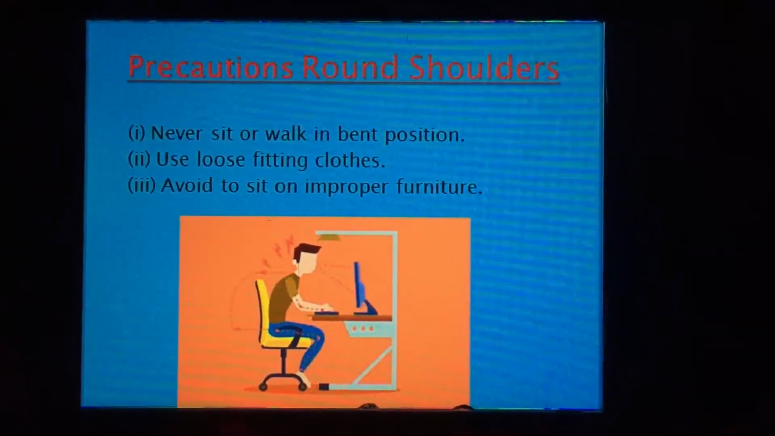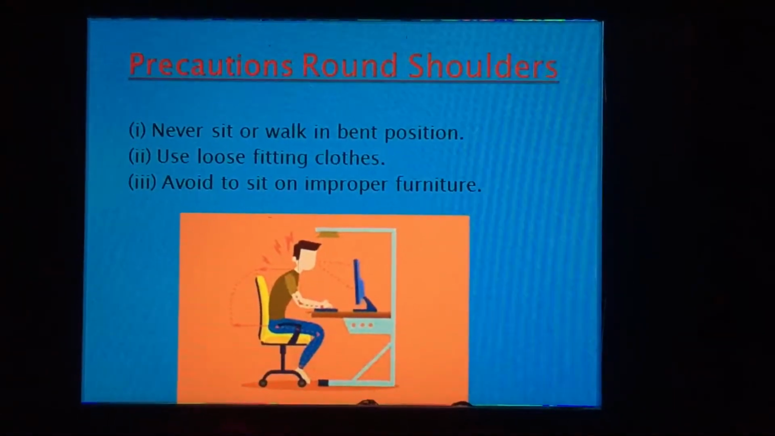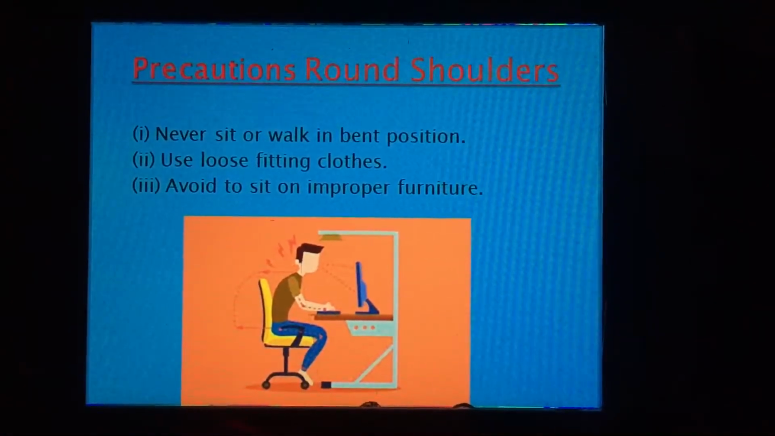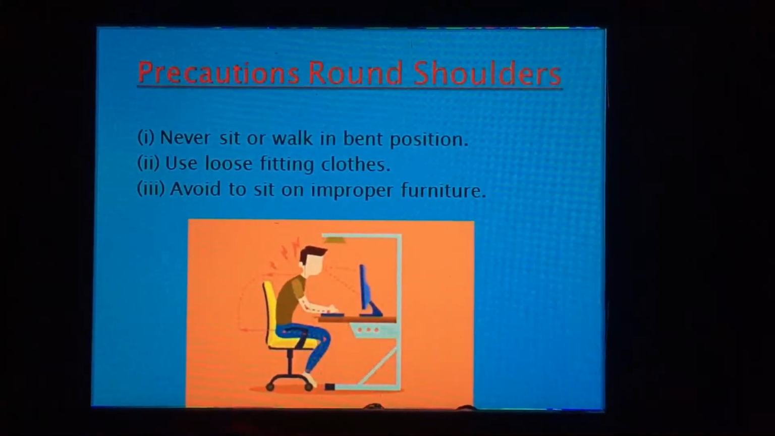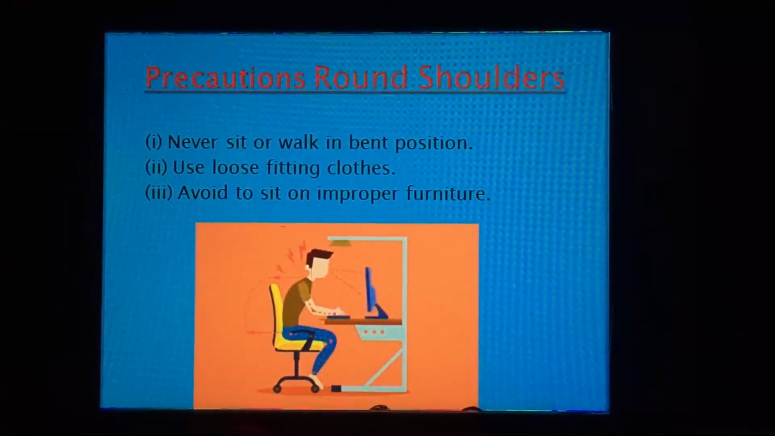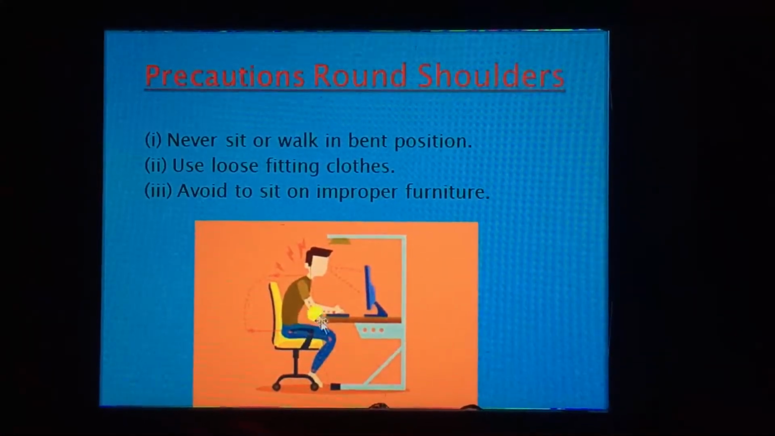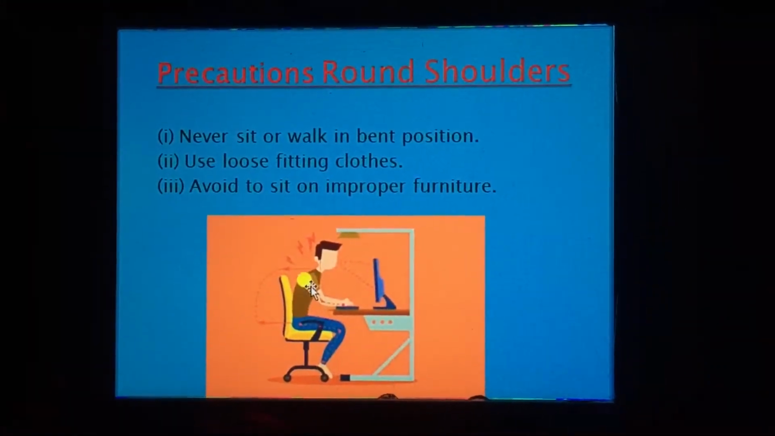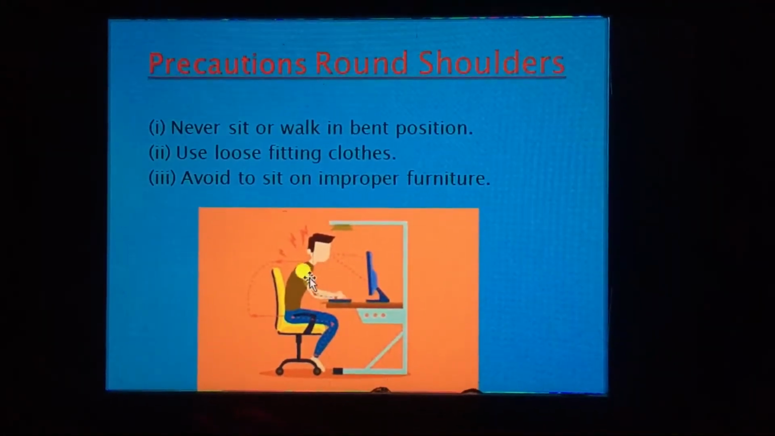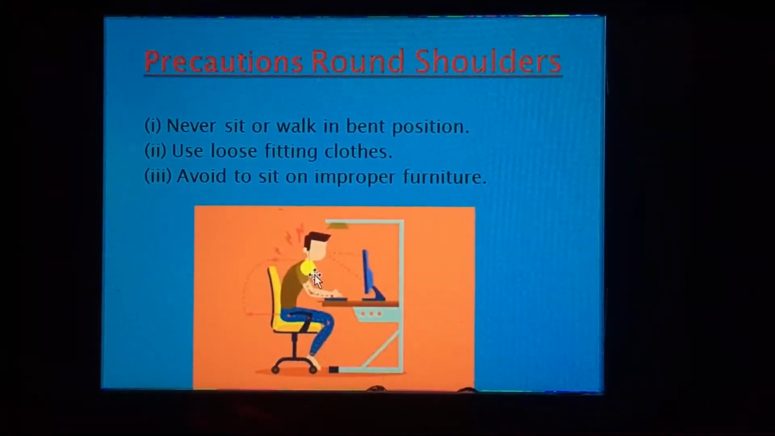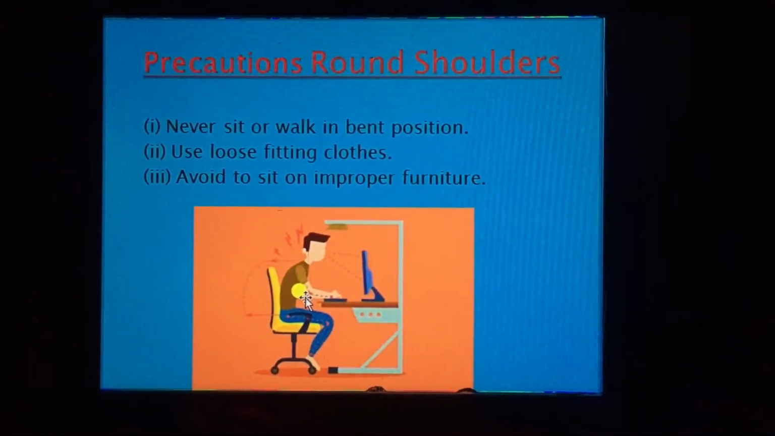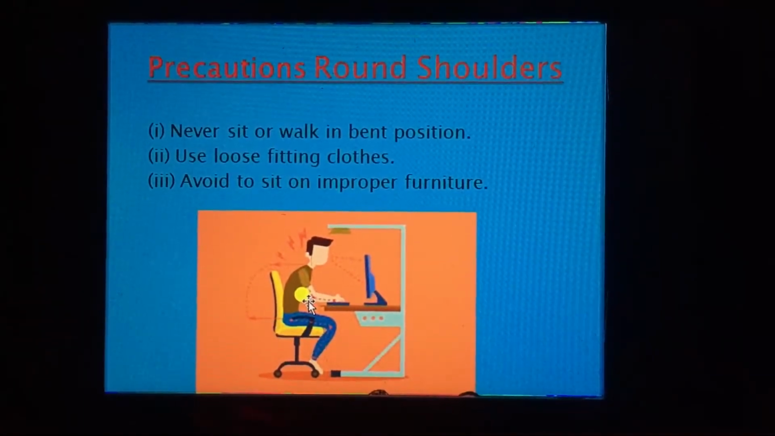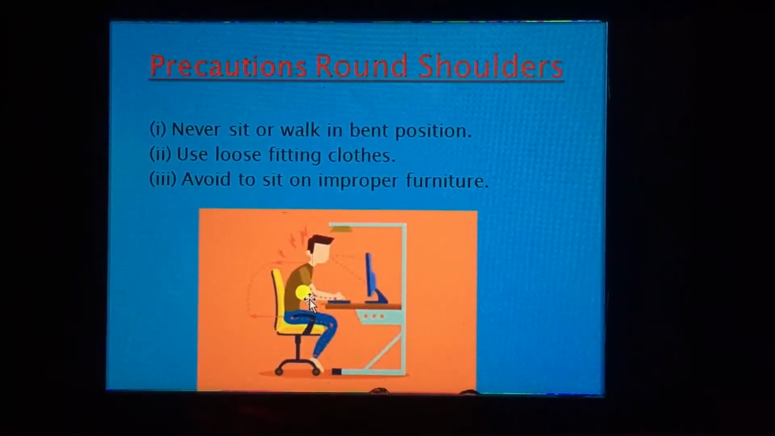Next are the precautions for round shoulders. First, never sit or walk in a bent position. Use loose-fitting clothes. Avoid sitting on improper furniture. The distance should be proper between your chair and table. If it is not proper, you will bend forward, and at that time your shoulder will lean or move forward. And if you are doing the activity for a long time period, if you are writing something or doing some work for a longer time period, then you can face this problem. So we should avoid this.